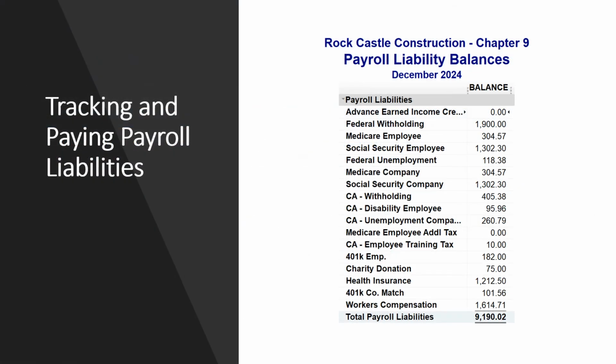Tracking and paying payroll liabilities. When you run payroll, you must collect taxes and other deductions and hold them in a current liability account until you're required to pay them. QuickBooks has preset reports for the employee and payroll aspects of your business. One such report, Payroll Liability Balances, shows the amount you owe to various vendors that are being held in these liability accounts. You may have only one account, payroll liabilities, if you don't use sub-accounts.